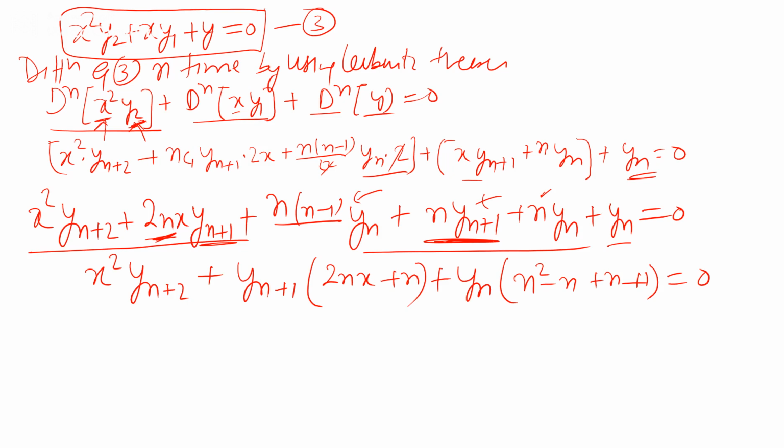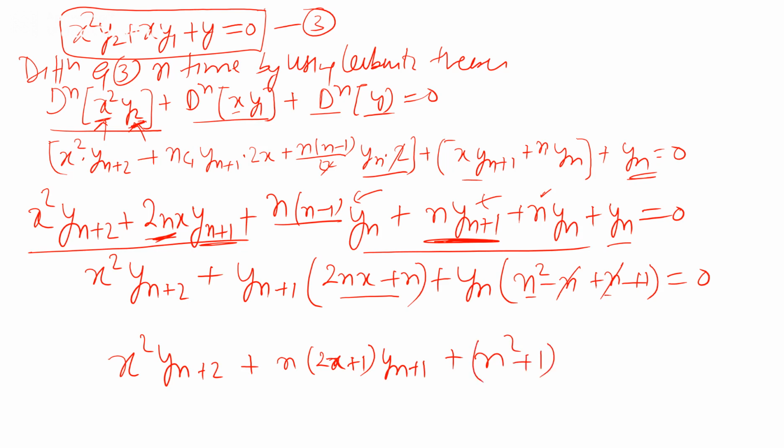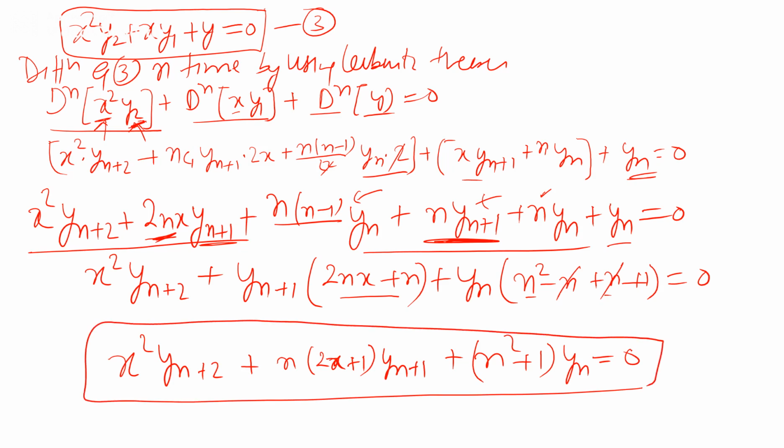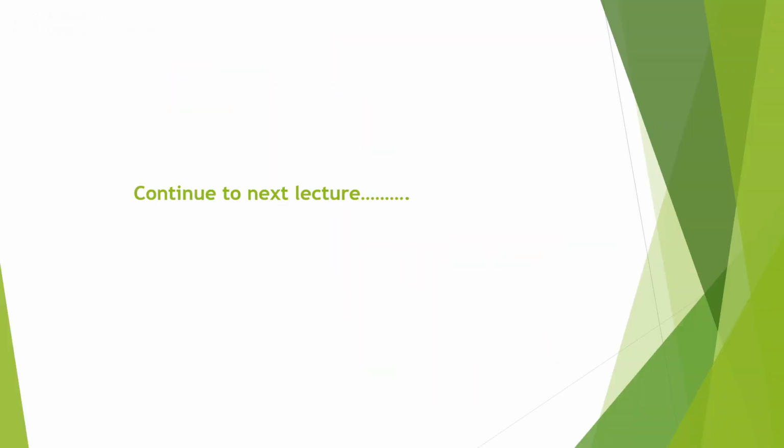So from that this will be cancelled and we get, taking (2n+1) as common, (2n+1) x y_{n+1} plus (n^2+1) y_n is equal to 0. So this is the required result. So in this way you can use the Leibniz theorem. Thank you, and the further topic we will discuss in the next lectures.